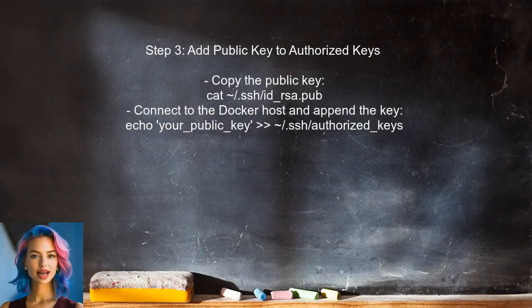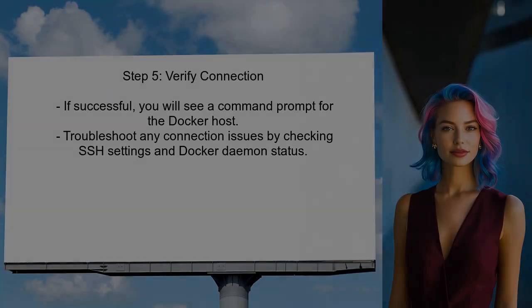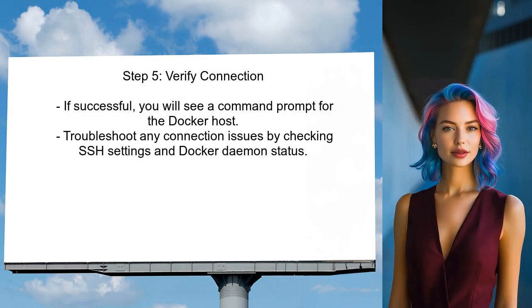After generating the SSH key, the user should add the public key to the Docker daemon's authorized keys. This can be done by copying the public key and appending it to the authorized keys file on the Docker host. Now the user can attempt to connect to the Docker daemon via SSH. They should use the command ssh docker@10.0.75.1 to initiate the connection. If the connection is successful, the user will be logged into the Docker host. If they encounter any issues, they should check their SSH configuration and ensure that the Docker daemon is accessible.